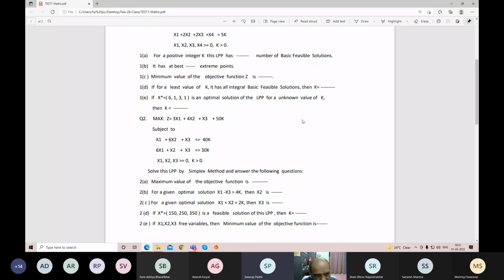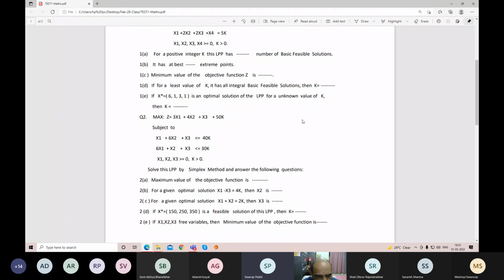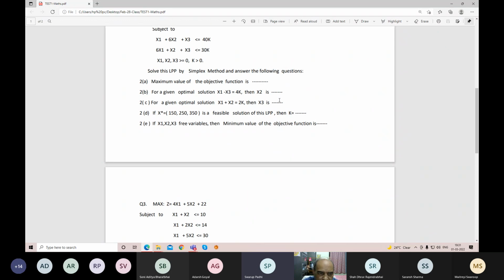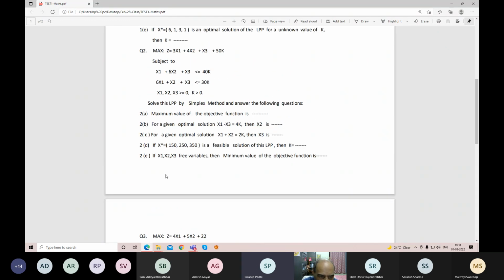Which problem is difficult? Now tell me. Sir, can you discuss part E of the second question? If x1, x2, x3 are free variables, then what is the minimum value of the objective function? It could be minus infinity, no, sir?